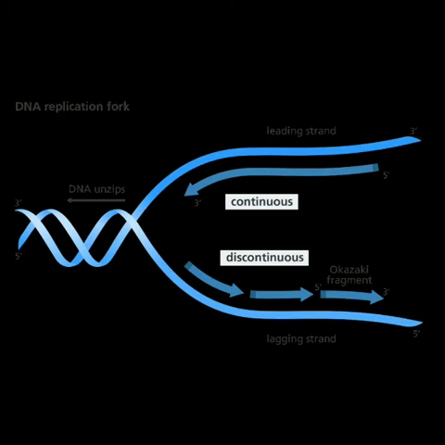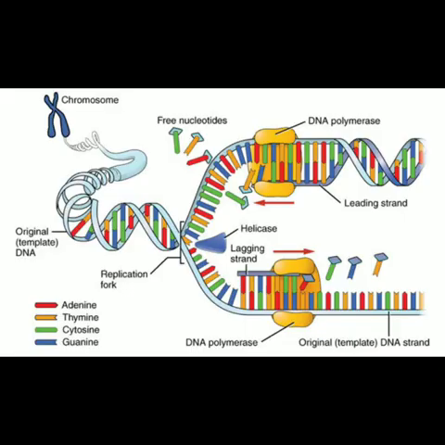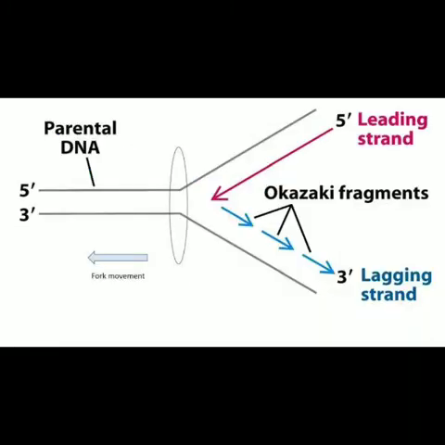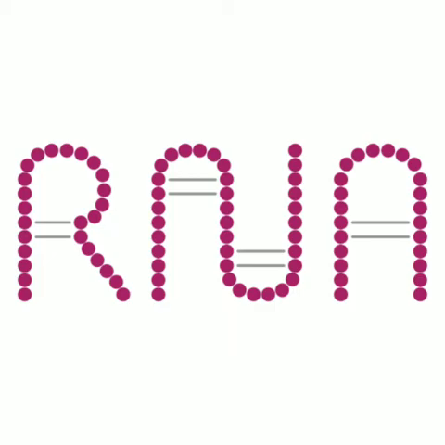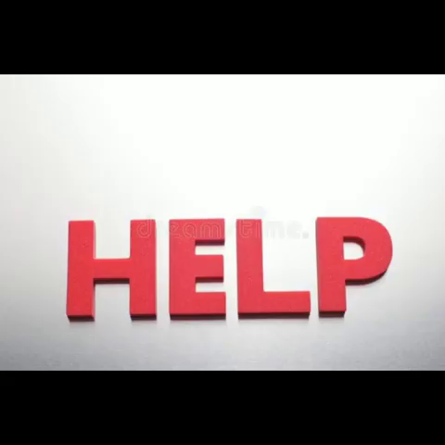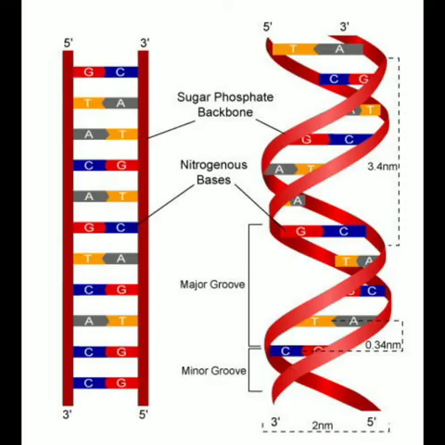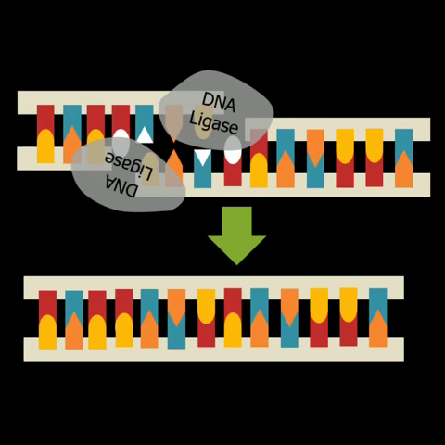Leading strand DNA synthesis occurs continuously, and lagging strand DNA synthesis restarts many times as the helix unwinds, resulting in many short fragments called Okazaki fragments. Basically, these Okazaki fragments are DNA or RNA segments which help the lagging strand to make DNA. DNA ligase joins the Okazaki fragments together into a single DNA molecule.